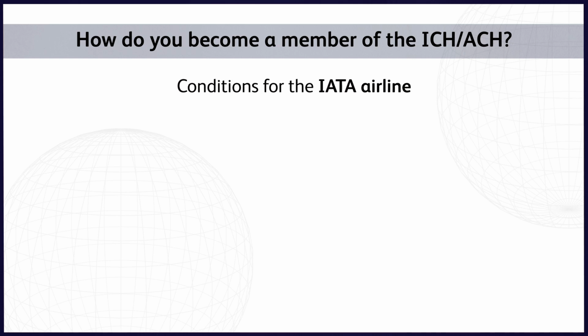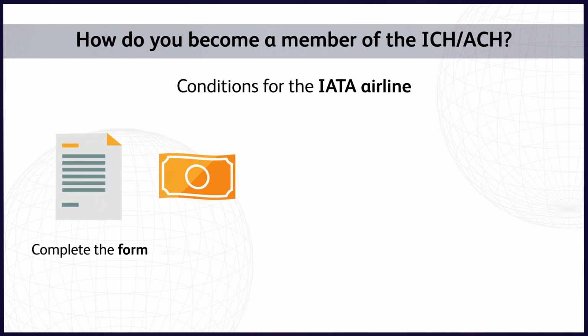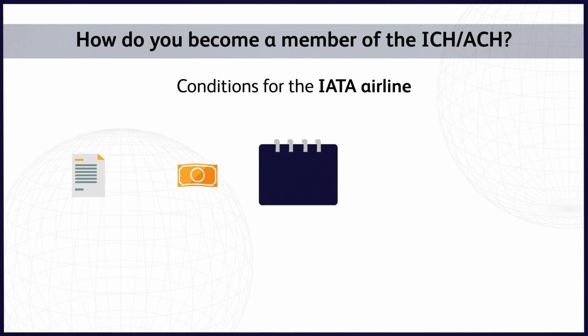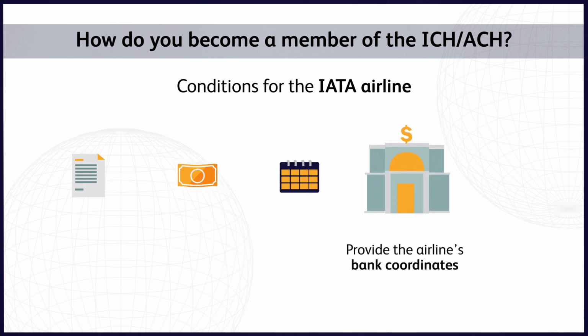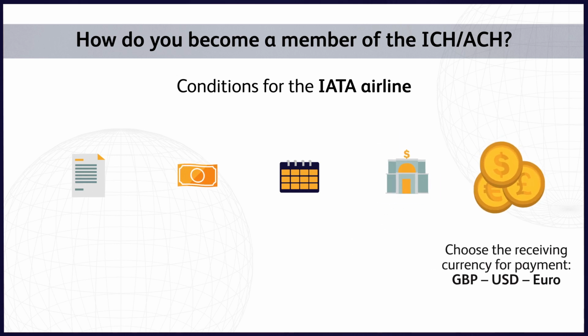IATA airline, complete the form, $5,000 deposit, pay the annual fees invoiced 4 times per year, provide the airline's bank coordinates, choose the receiving currency for payment, GBP, USD, Euro.